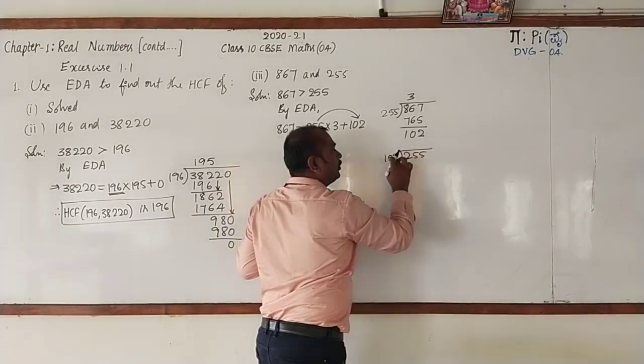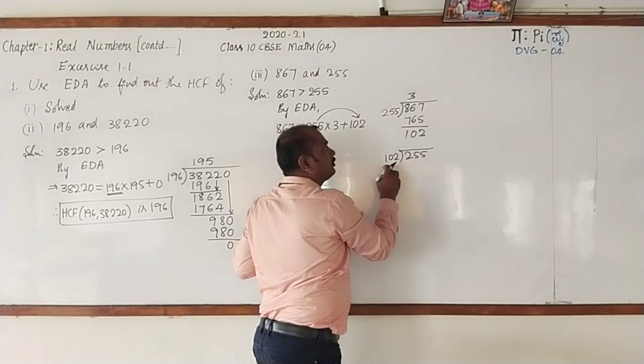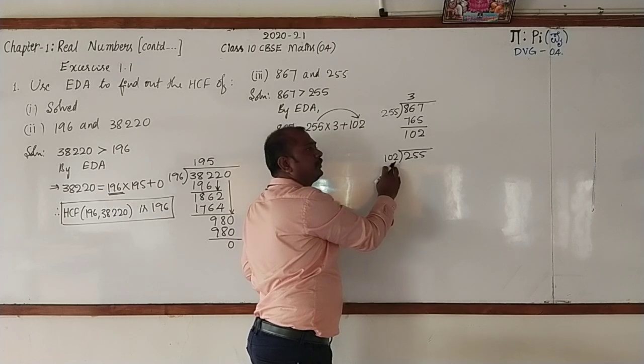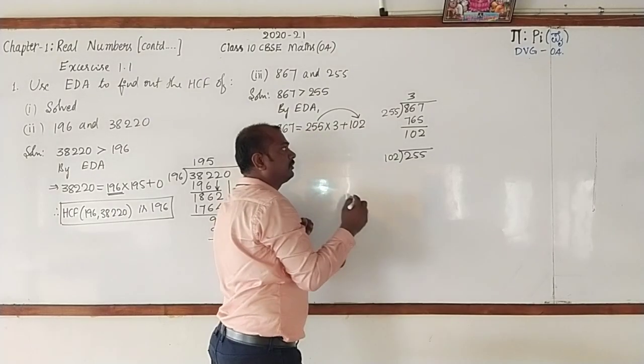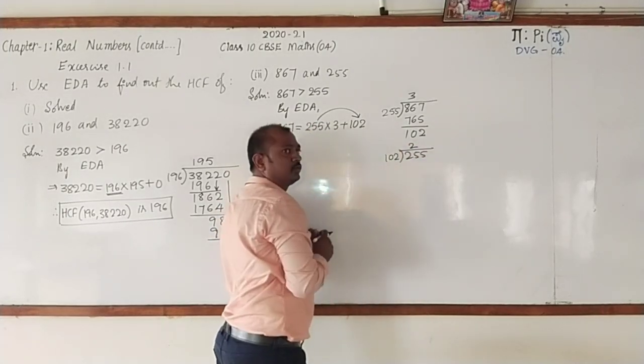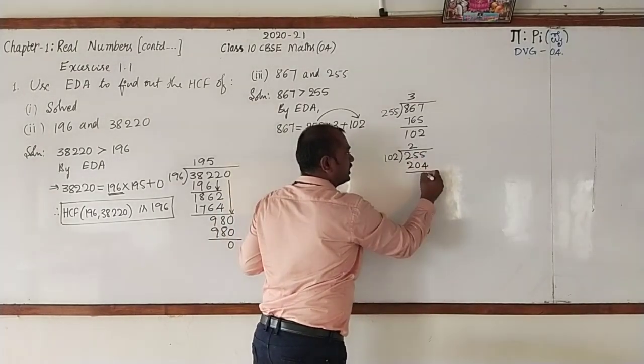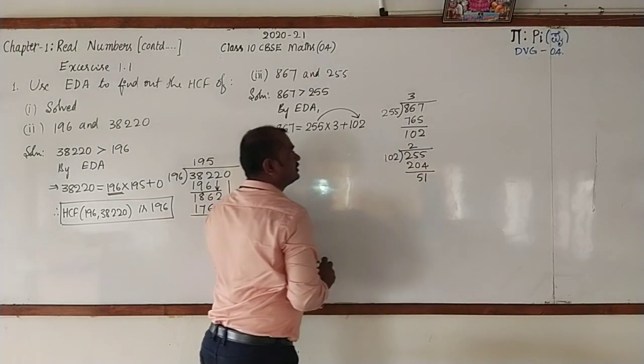102. Now 102, how much are? If you take twice, it will be 200 plus. If you go for thrice, it will be 300 plus. Hence, you can go for taking 2s are. 102 2s are, it is 204. Subtract 1, 5. Here, 0.